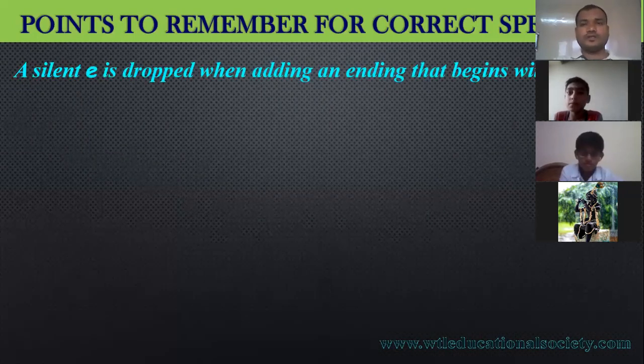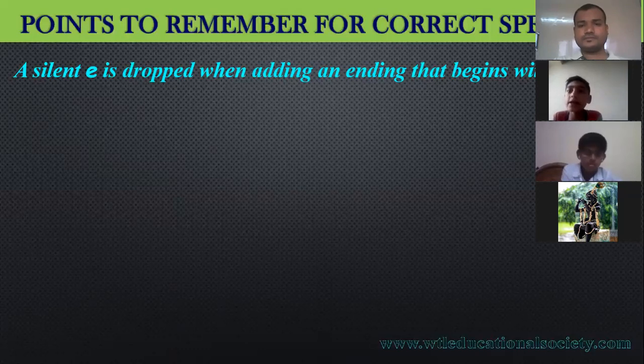Here is the first point. What is the first point? A silent E is dropped when adding an ending that begins with a vowel.